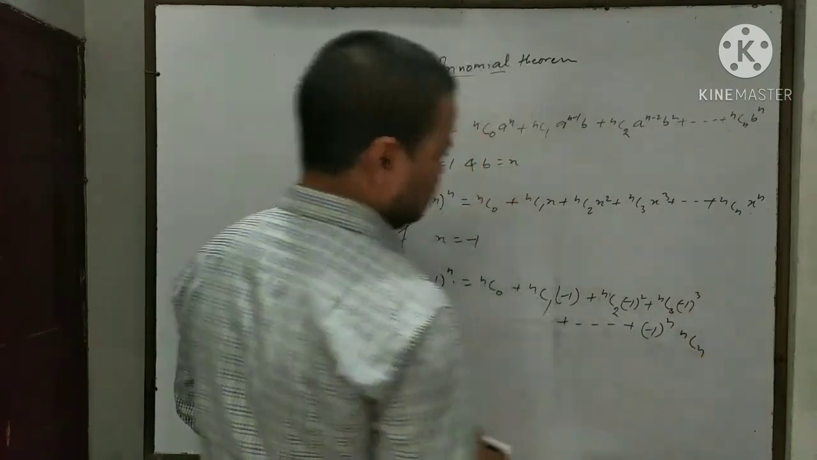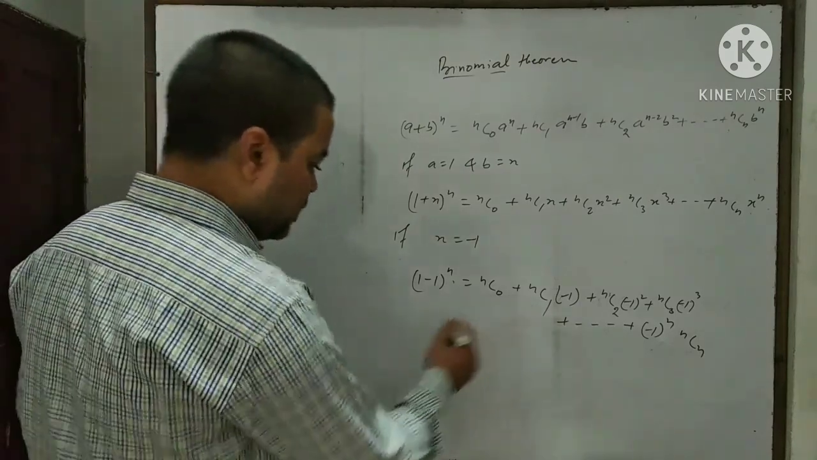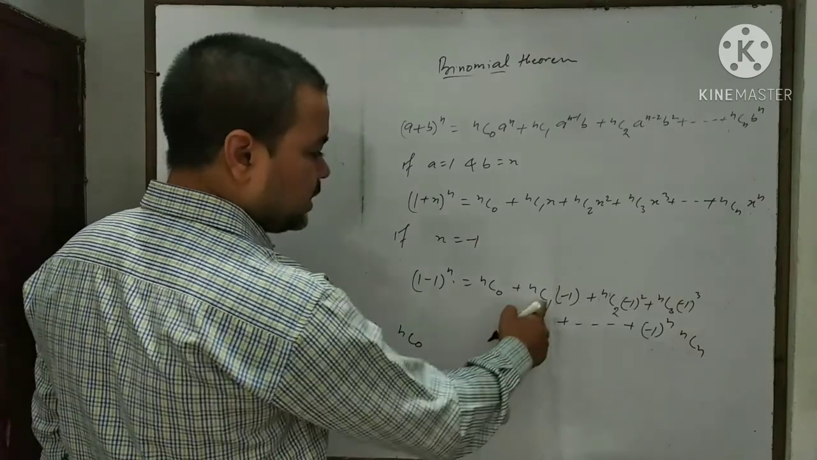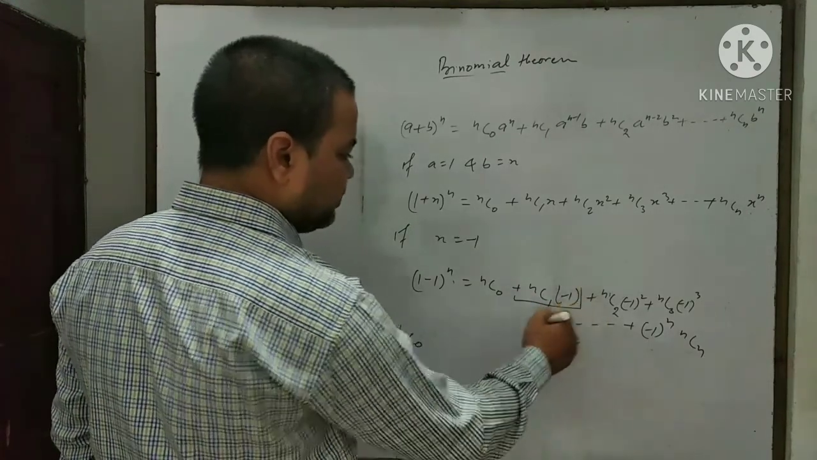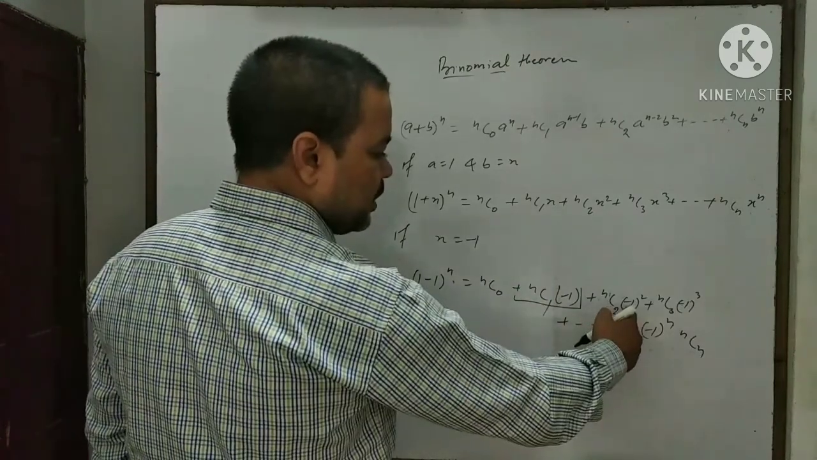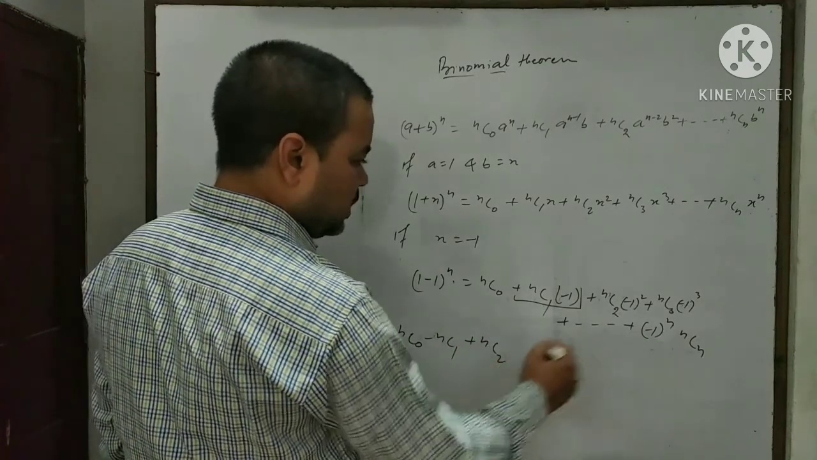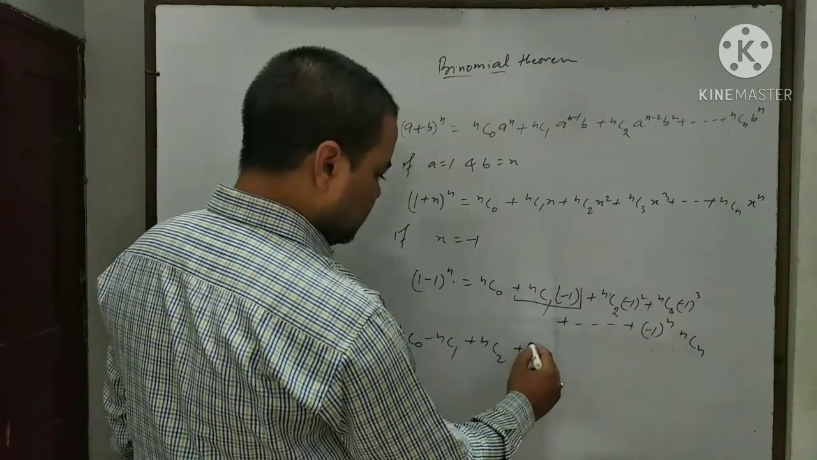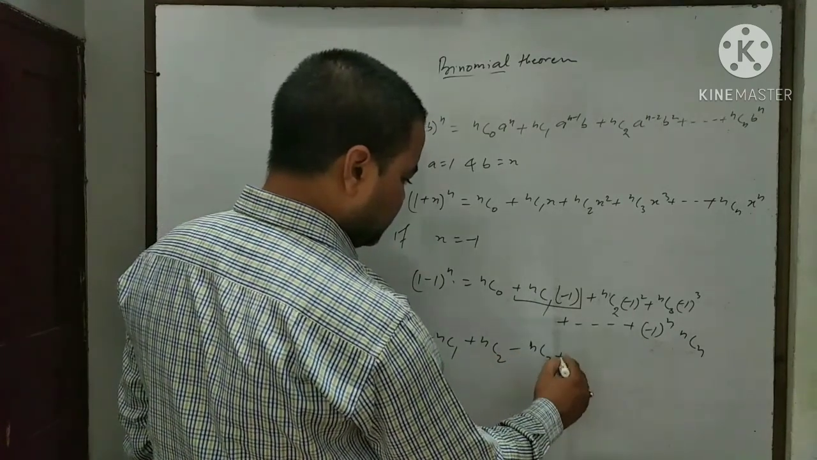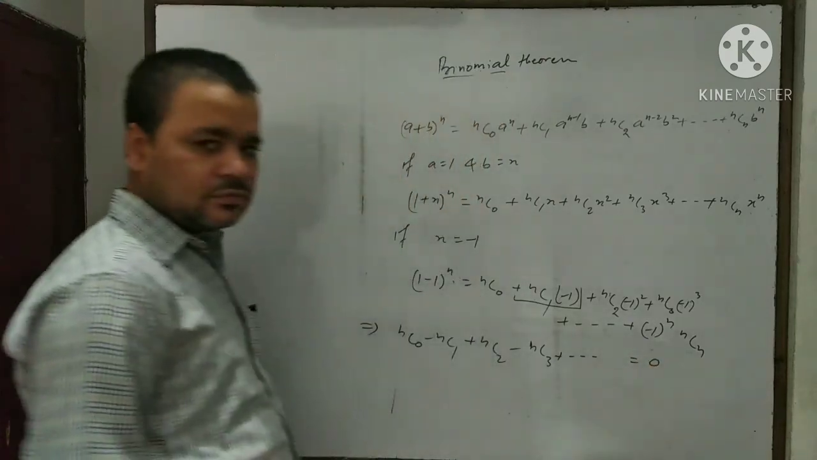nCn. It means from here we get one result: nC0, the second term will be negative because this is negative, so minus nC1. Again, minus 1 squared is positive, so plus nC2. Similarly, this will be negative, so here it will be minus nC3, and so on, and its value will be 0.